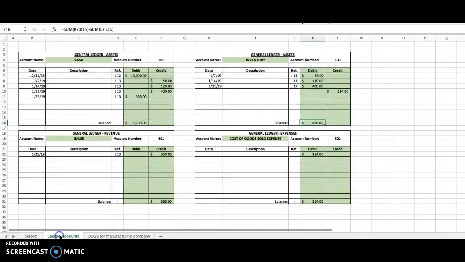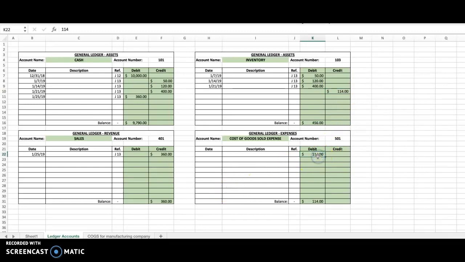The key will be after you've purchased your inventory, in this case with cash, we purchased 3 items of inventory, and after you made your sale, this time a cash sale of 360, then you need to make this entry of 114 debit to the expense account and credit to inventory using the average cost method. If we use FIFO and LIFO methods, it's the same entry but a different amount of money.